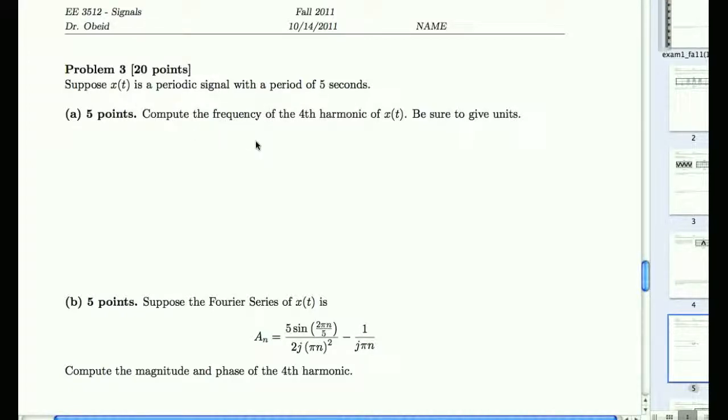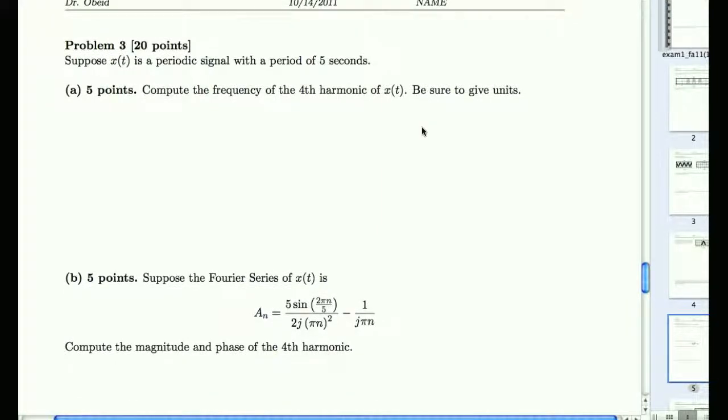Suppose x of t is a periodic signal with a period of 5 seconds. Compute the frequency of the 4th harmonic. Give units. Okay, so the period is 5 seconds.